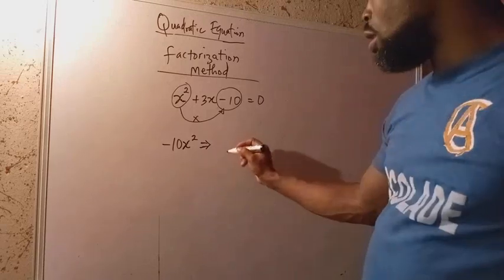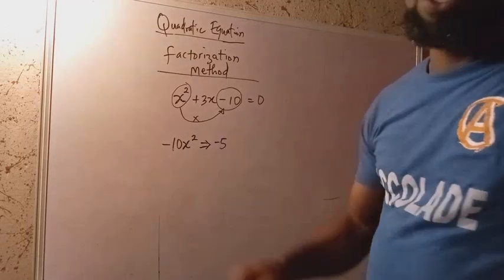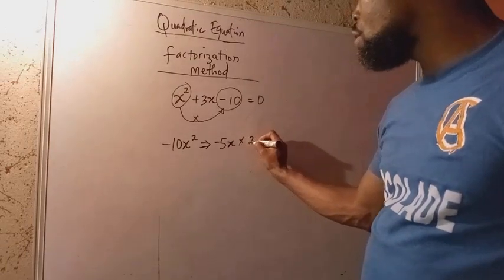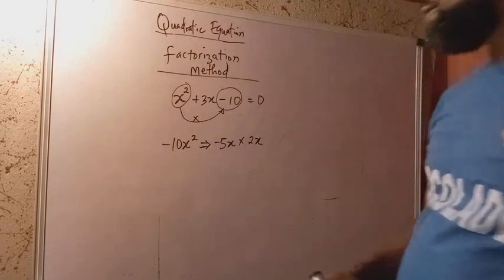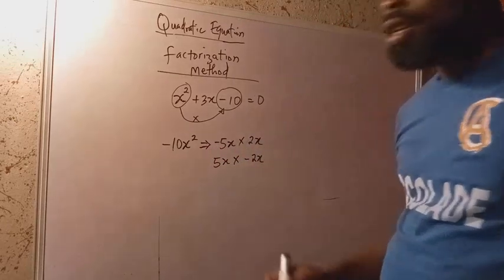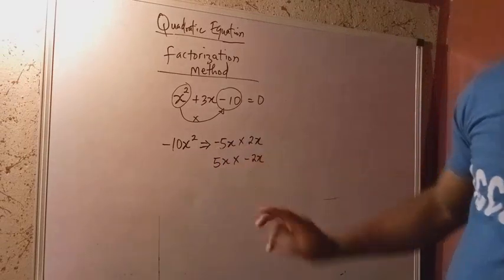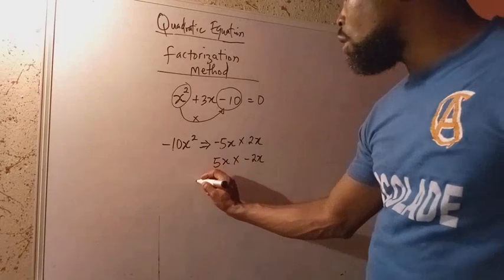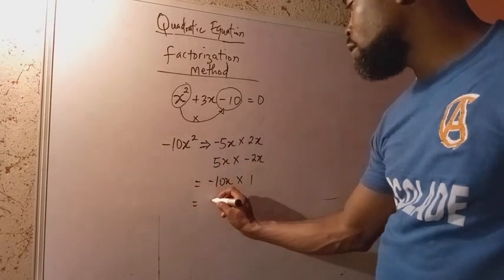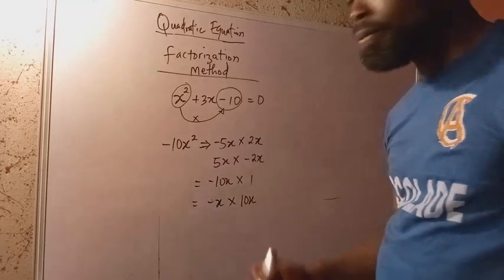When you look for it, we are going to start with this. I told you that if the number is negative, one of the factors must be negative. So we have minus 5x times 2x. This will give us what? Minus 10x. Or we can have 5x times minus 2x. Know the difference: here the negative sign is on the 5x, here the negative sign is on the 2. Good. So we can also have other factors like minus 10x times 1, and we can also have minus x times 10x.